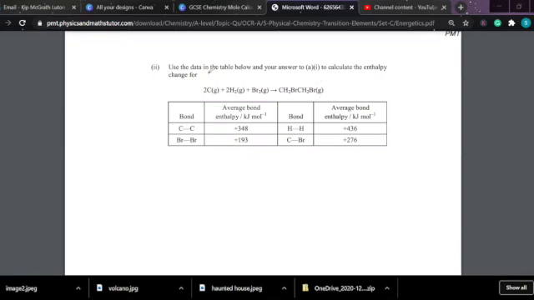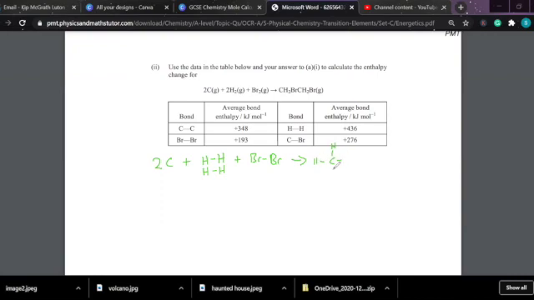It says, use the data in the table and your answer to part A to calculate the enthalpy change for the reaction. I didn't do part A, but I will go back to it, trust me on this, in just a minute.